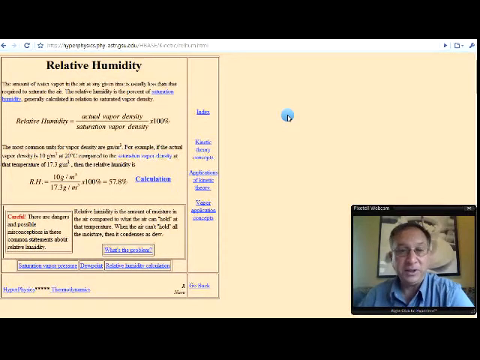And again, letter C, how does relative humidity change? It will change if you change either of these two factors in the ratio. If you add more water vapor, it will go up, and if you lower the temperature, which lowers the saturation vapor pressure, it will go up.